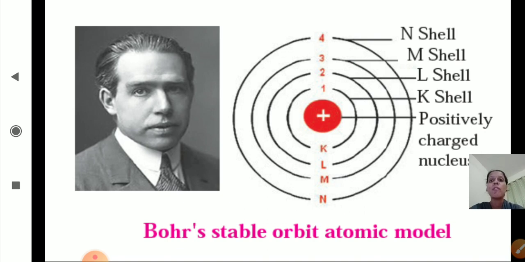As you can see here, the first shell, which is nearest to the nucleus, is the K shell. Then the second shell is the L shell, the third one is M, the fourth one is N, and so on. So this is Bohr's stable orbit atomic model. The electrons are revolving around the nucleus but in a particular, definite orbit or shell.